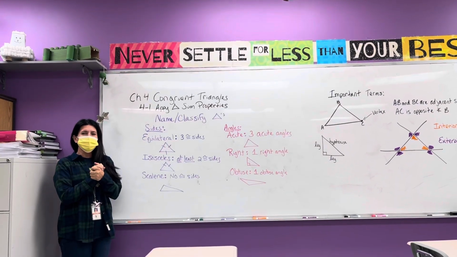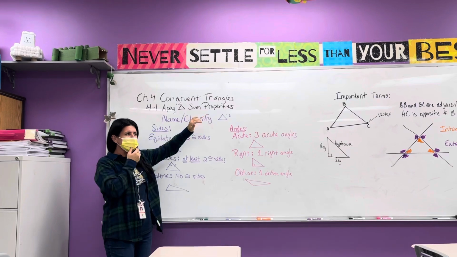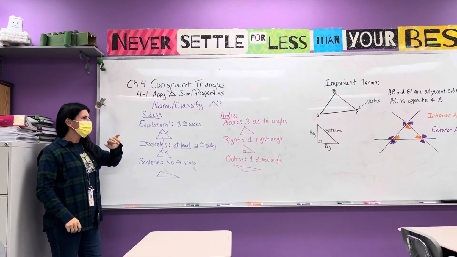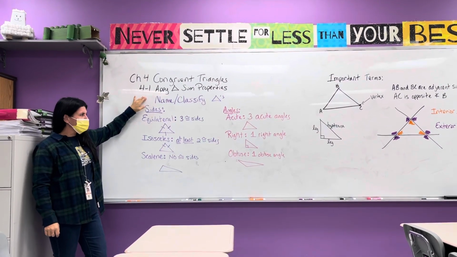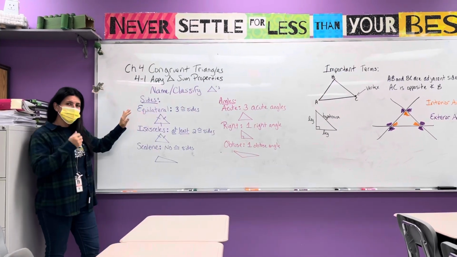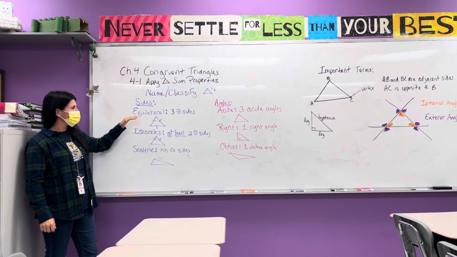Okay, chapter 4 is about congruent triangles. We're starting 4.1 on applying triangle sum properties. All the stuff on this board is stuff that you probably already know. We wanted to make sure it makes sense to you. When you name or classify a triangle, you can do that either using the sides or the angles. You've heard these terms before, but again, we're going to look at them in terms of geometry definitions.